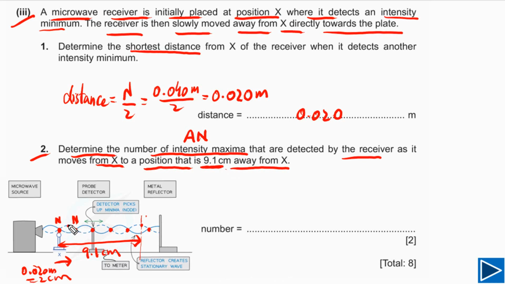So this is one intensity maxima, so this is 1. Here we have the second one, here we have the third one, this one will be the fourth one, and this one is the fifth one. So the total number of intensity maxima detected by the detector when the detector is moved from X to the new position, that is 9.1 centimeters away from X, is 5. So the total number of maxima is equal to 5.